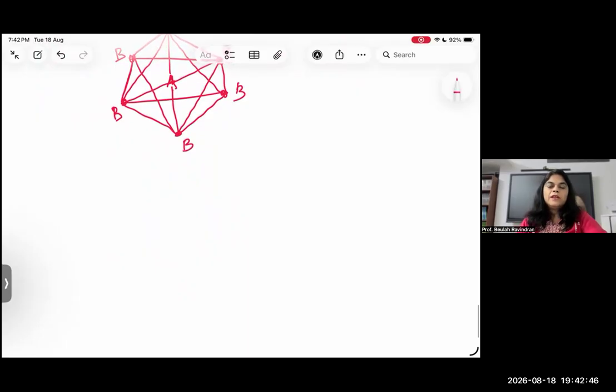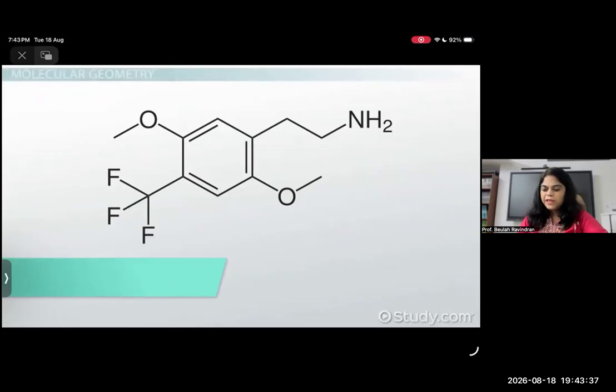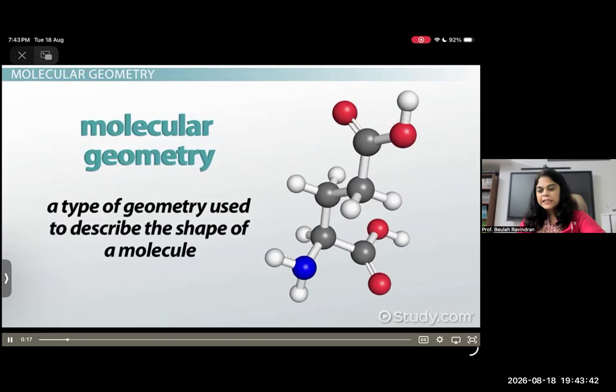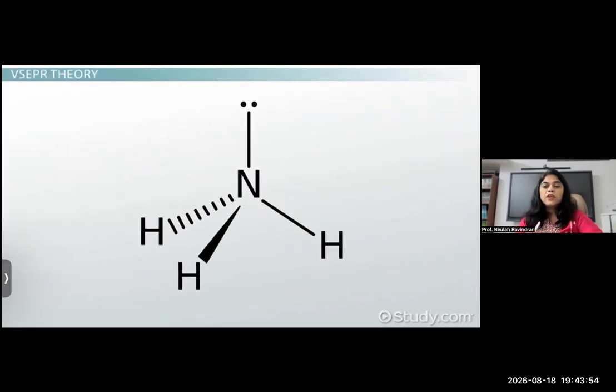Then we are going to see molecules containing both bond pairs and lone pairs. One second, I'll show you the molecules containing bond pairs and lone pairs. You can see all shapes and structures. Mainly the octahedral structure, you must understand how the molecular geometry is. What is the type of geometry used to describe the shape of a molecule? By means of geometry only, the bond angle is calculated.